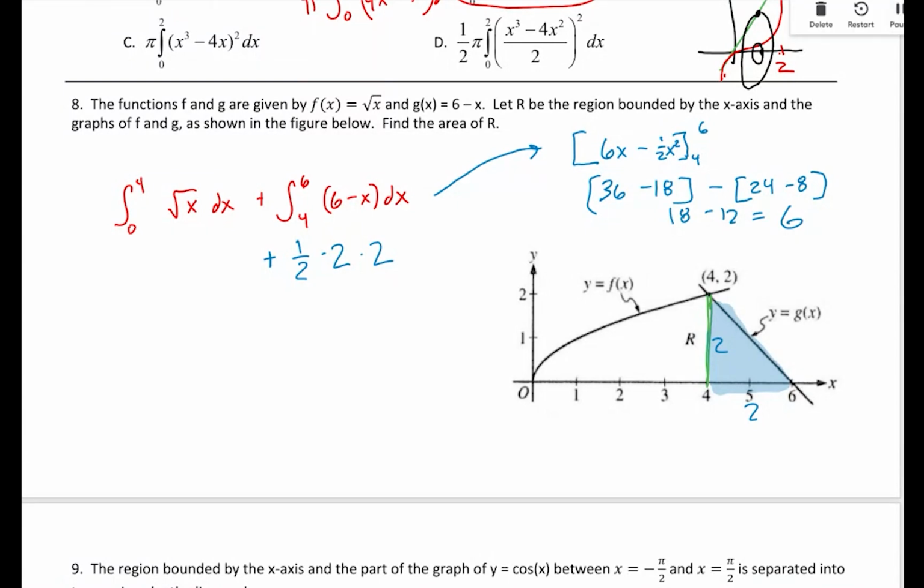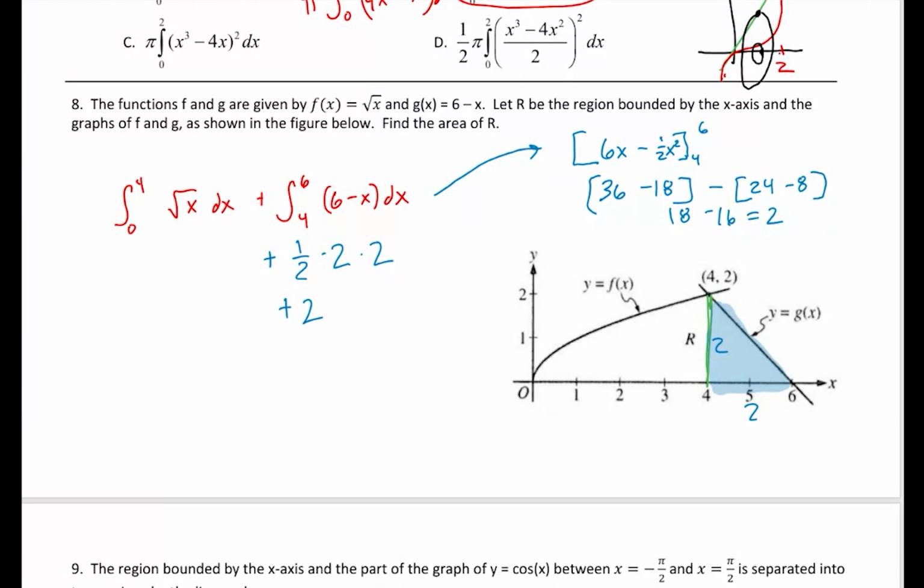And then, oh, wait a minute. Back it up. 24 minus 8 is not 12. That's 16. What am I doing? So 18 minus 16, and you get 2, right? But if you just do half times 2 times 2, well, 2 times 2 is 4, divided by 2 is 2.